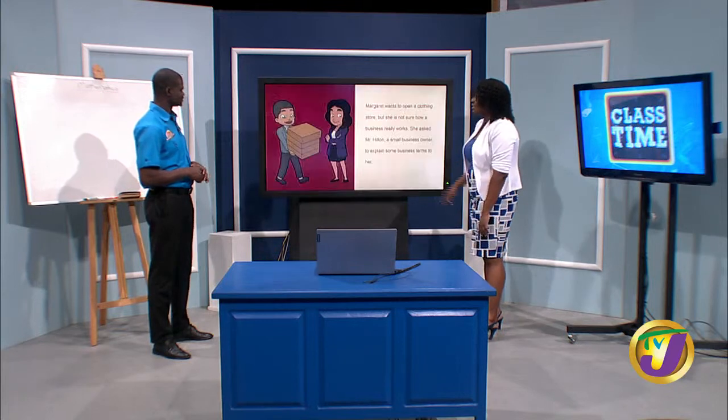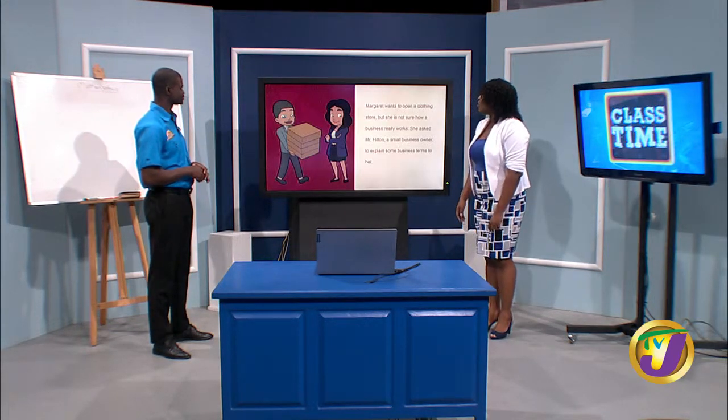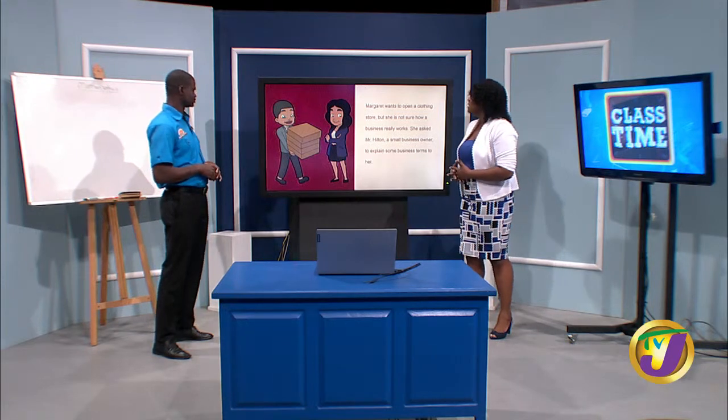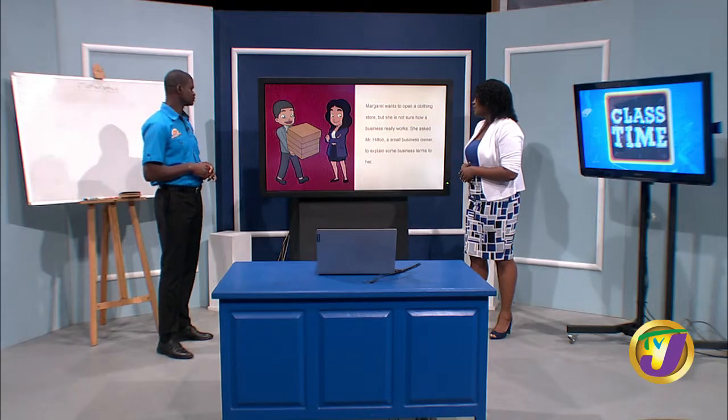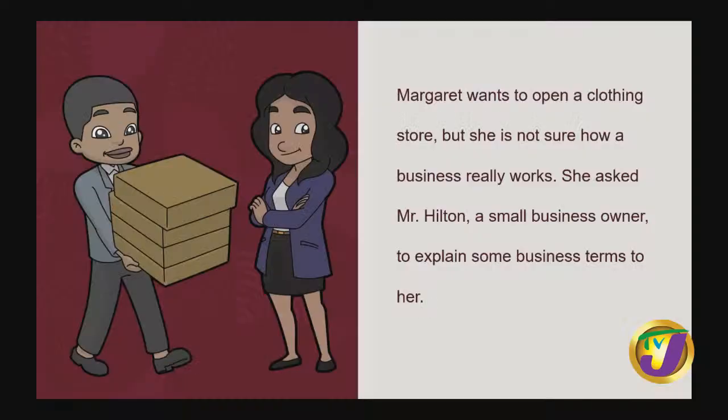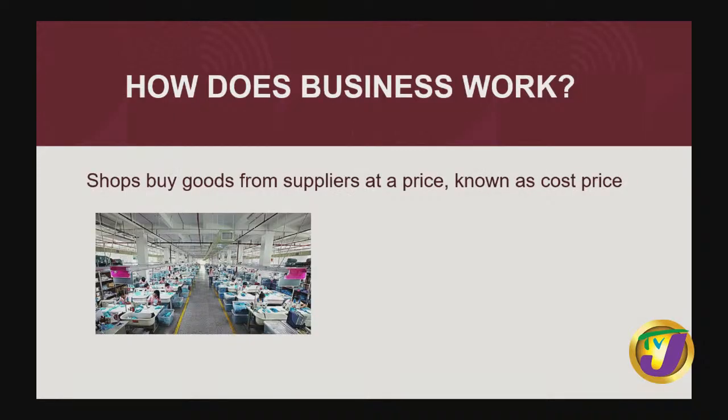Margaret wants to open a clothing store, but she's not sure how a business really works. She asked Mr. Hilton, a small business owner, to explain some business terms to her. So, Mr. Price, how does a business work? Well, shops buy goods from suppliers at a price known as cost price. When we look at cost price, it is pertaining to the actual merchant, the business, those organizations.